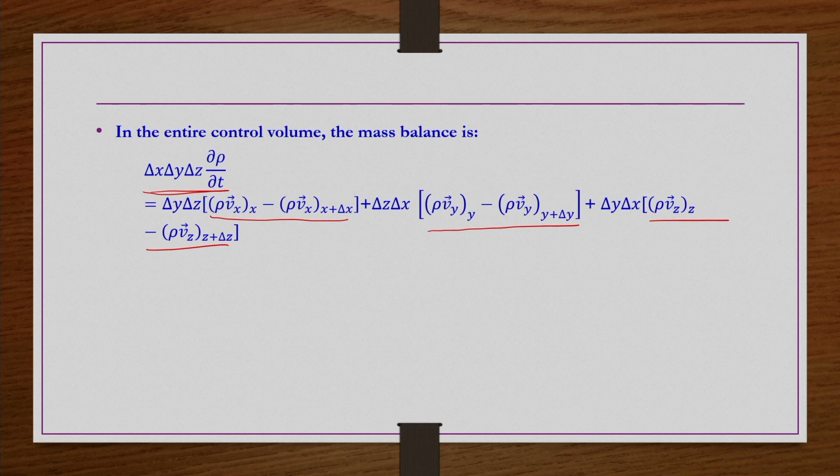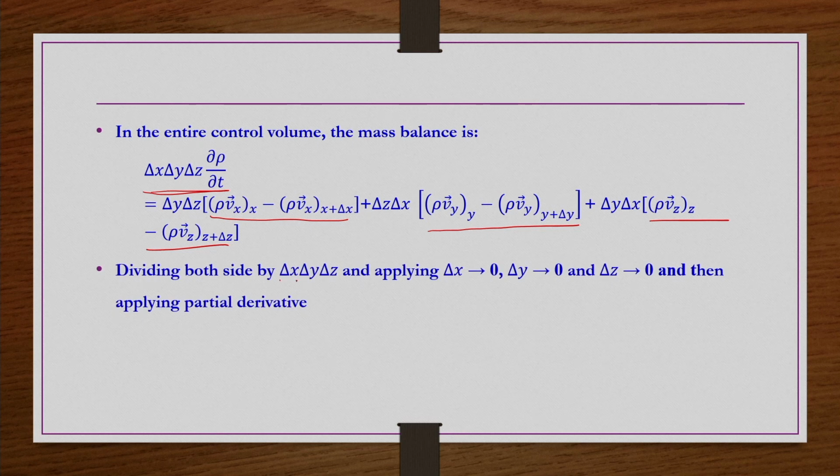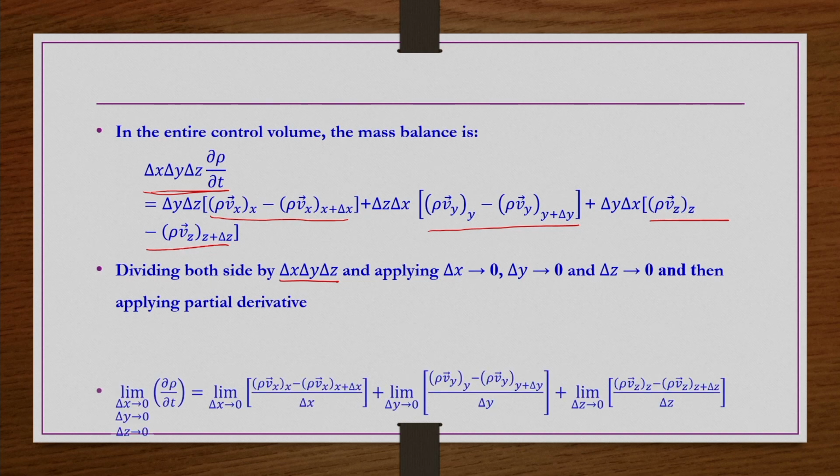Now, in this equation, we divide by Δx Δy Δz on both sides, and then apply the limiting conditions of Δx tends to 0, Δy tends to 0, Δz tends to 0, that is, the very small size of the control volume, and then applying the principles of derivatives, we will be having this equation.